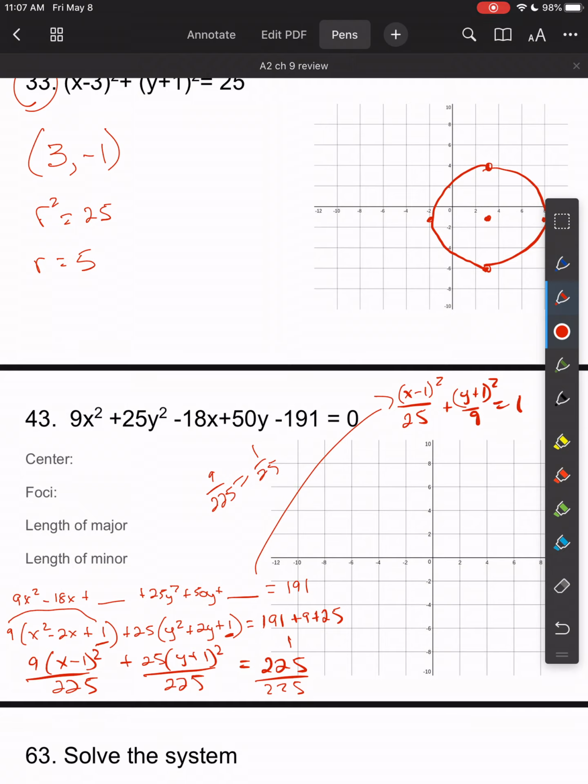Okay, so my center now. Now that I have this, it's nice and easy. Center is at 1 comma negative 1. To find the foci, that's the c value. So we know a squared is 25, b squared is 9, right? So c squared is equal to a squared, 25, minus b squared, 9. That comes out to 16. So c is equal to plus or minus 4.